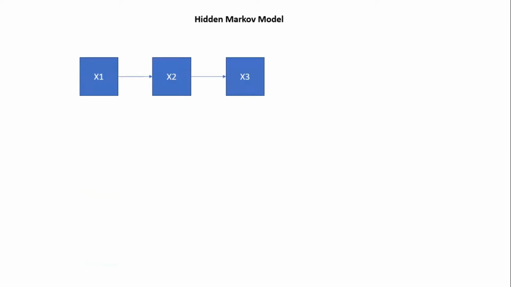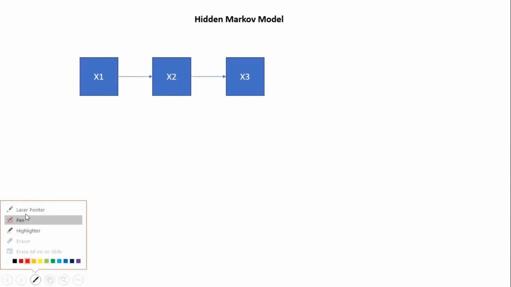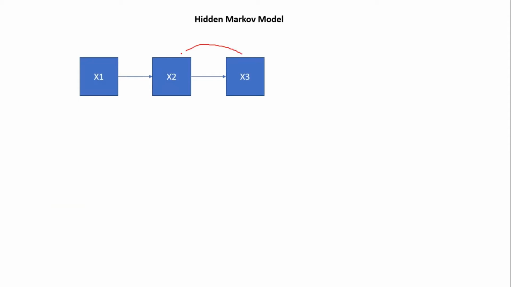According to the Markov property, a future event mainly depends on the current event, but not on any other events, the previous events. Suppose here in our example we have a total of three states, right? So x3 depends on the previous state.